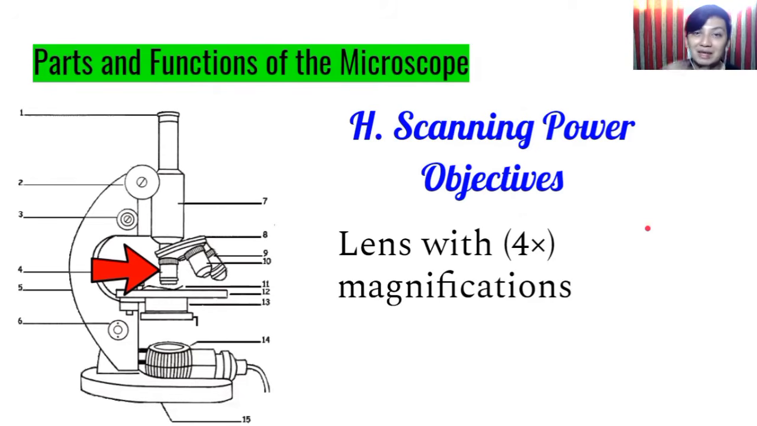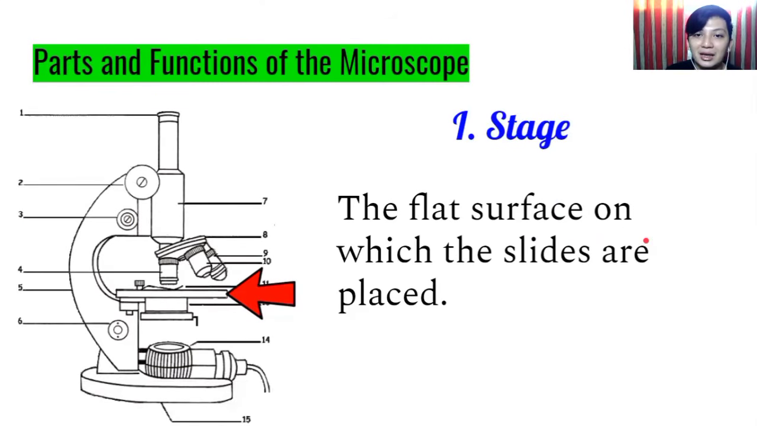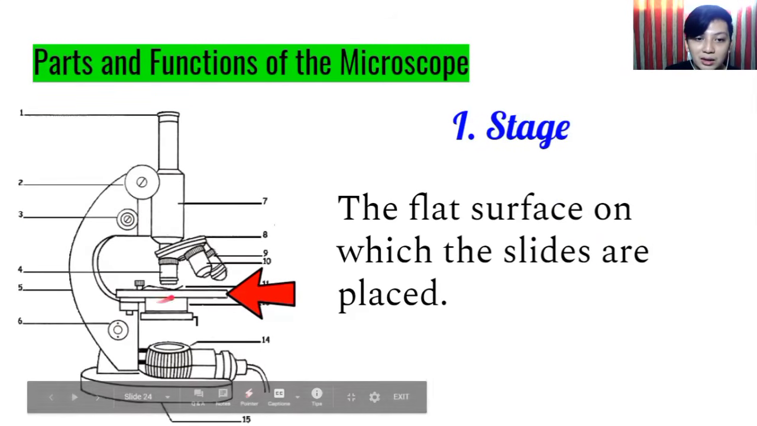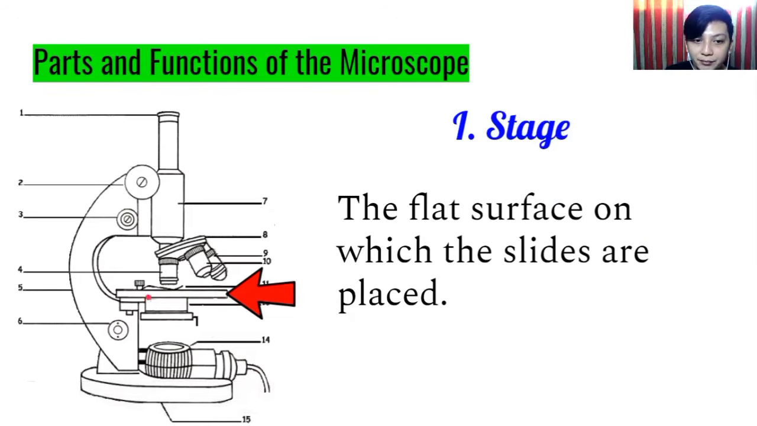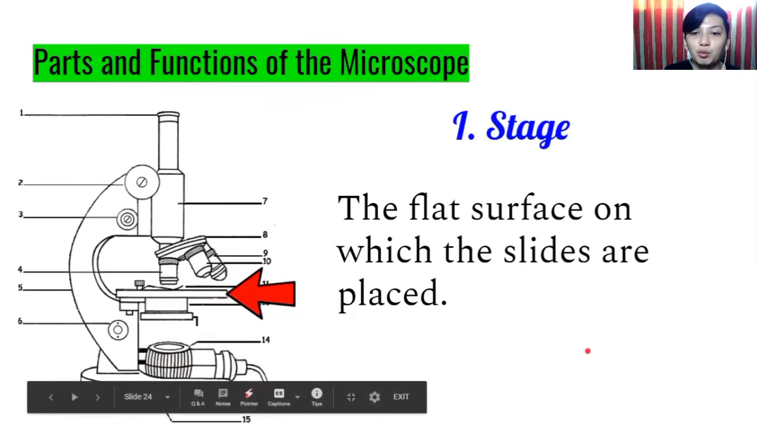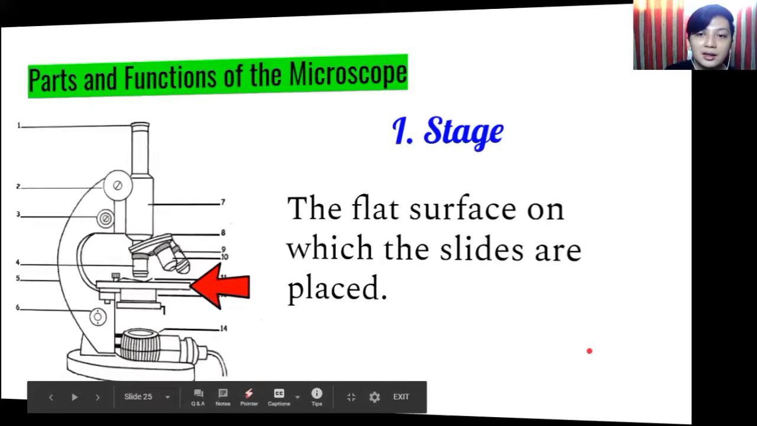And then we have the scanner or scanning power. And then we have the low power objectives and then the high power objectives. And then we have stage. So this is what the stage looks like. The stage is the flat surface on which the slides are situated or placed.